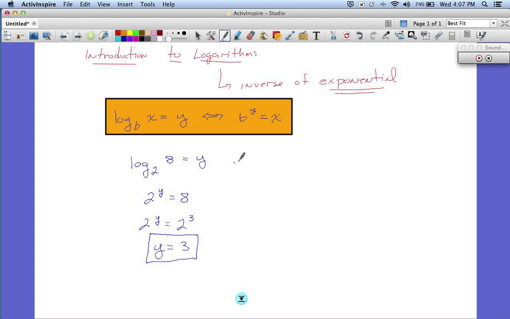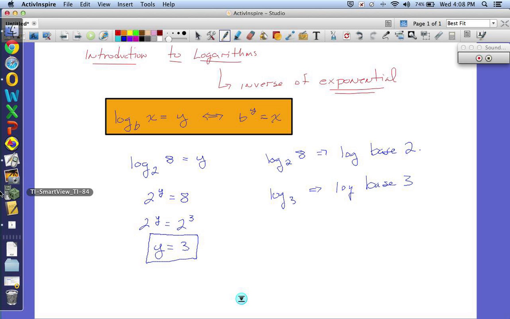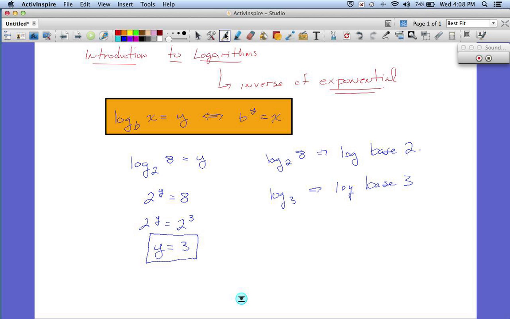This logarithm right here was considered a log with a base of 2. That is a log base 2. This would be a log base 3. I'm going to show you some examples here real quick on the calculator for what to look for, but keep on this page for now. This, oddly enough, right here, let's throw a number in there. This is a log base 10, which is the common logarithm.